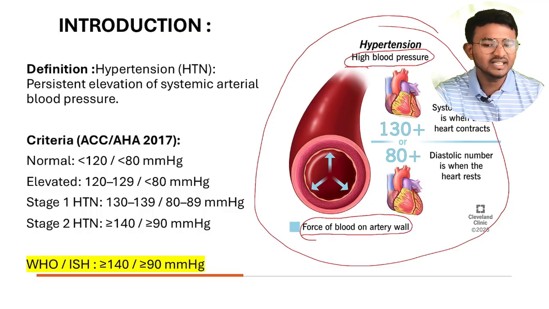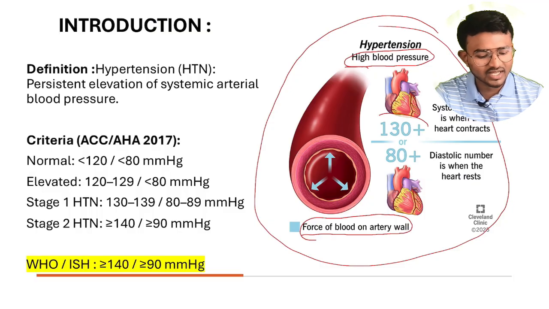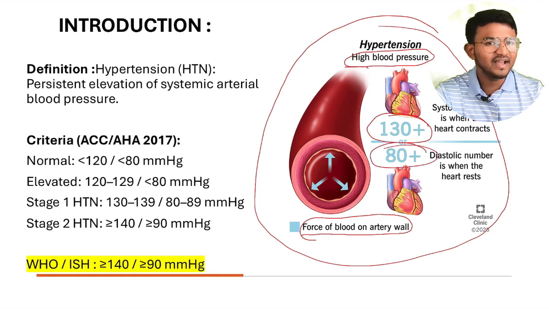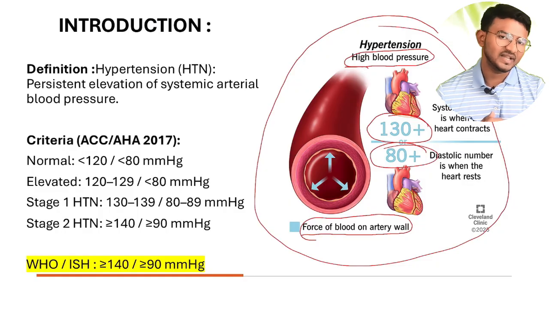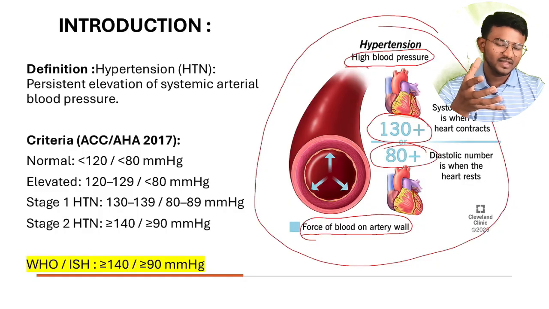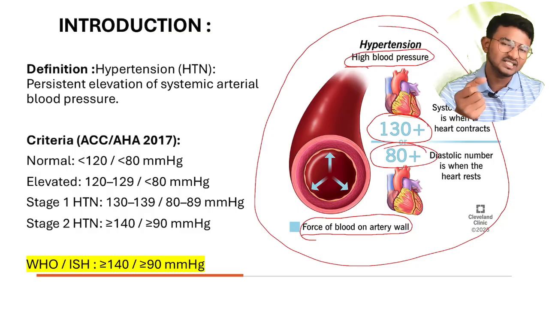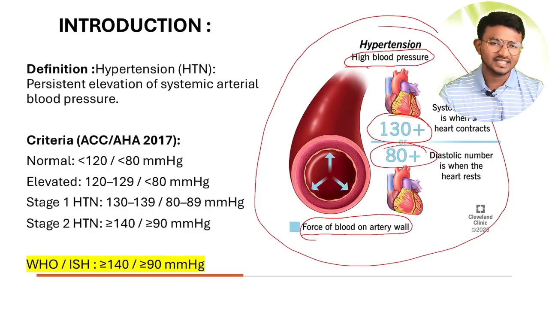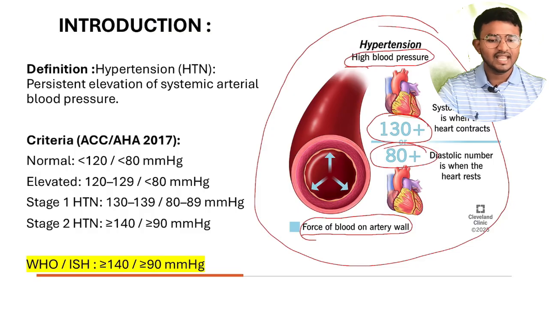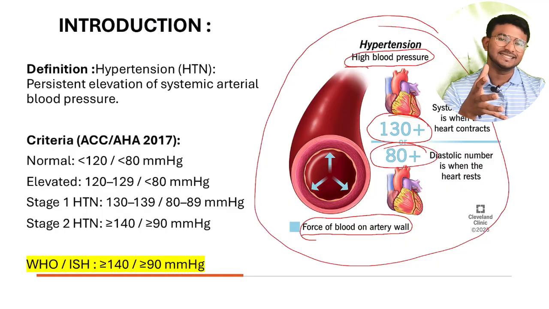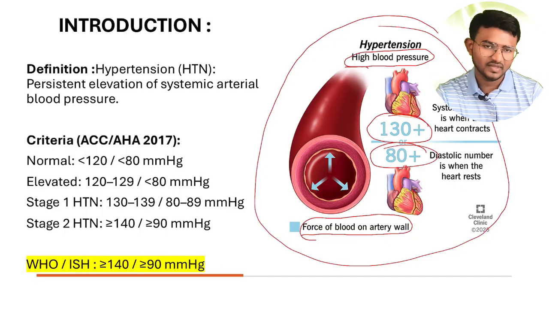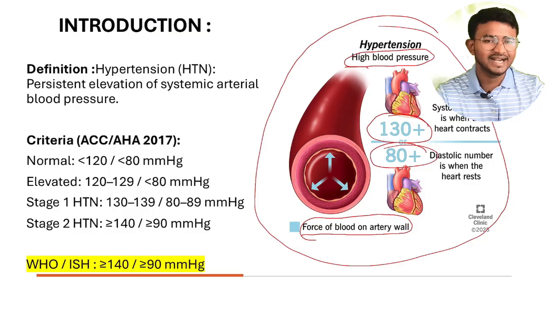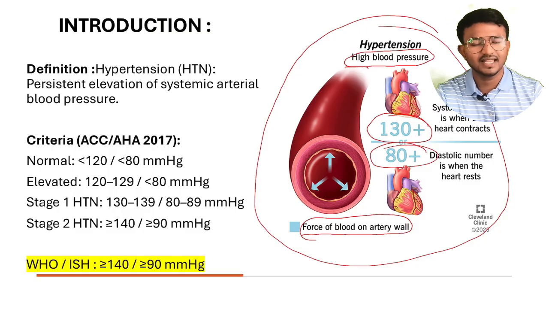Here we have two components, 130 plus and 80 plus. The high value is the systolic blood pressure. Systolic blood pressure is the pressure during ventricular contraction, when the heart contracts. The pressure during ventricular relaxation we call diastolic. So we have to check both systolic and diastolic, and based on that we check the blood pressure.